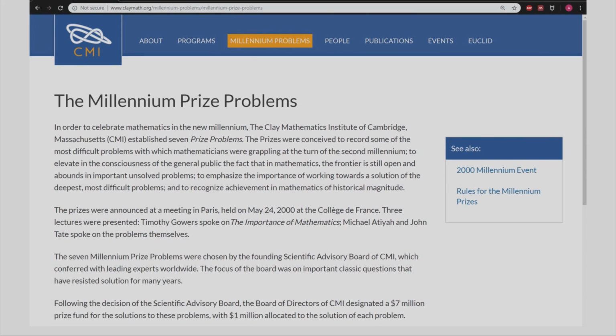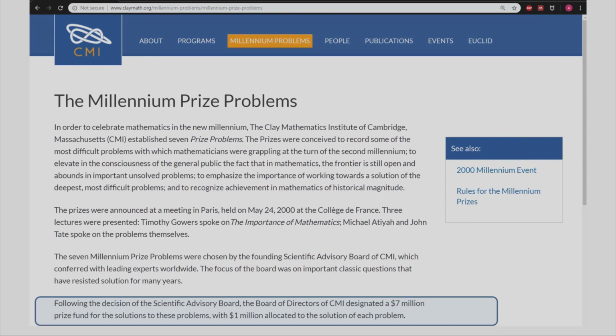And what do I mean by the $1 million? Who's going to give it to you? The Clay Mathematical Institute, who in the year 2000 decided to take $7 million and to take 7 problems and assign $1 million for a solution to each of the problems.